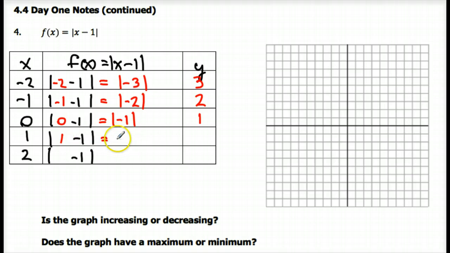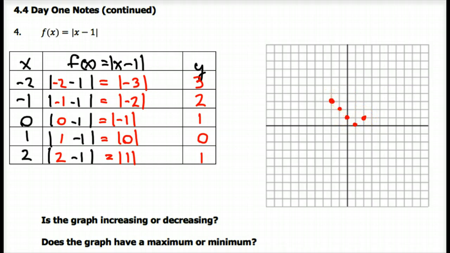Then we plug in 1. 1 minus 1 is 0. Absolute value of 0 is 0. And then finally we plug in a 2. 2 minus 1 is 1, and the absolute value of 1 is 1. So now we're going to plot these 5 points: negative 2, 3, negative 1, 2, 0, 1, 1, 0, and then finally 2, 1. And so you see, without our calculator, we might have thought this was going to be a line, but this last point, 2, 1, we expected a V, and now we can see we're getting this V sort of a shape because now it's going back up this way.